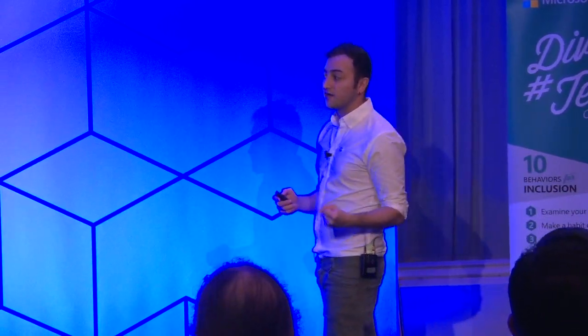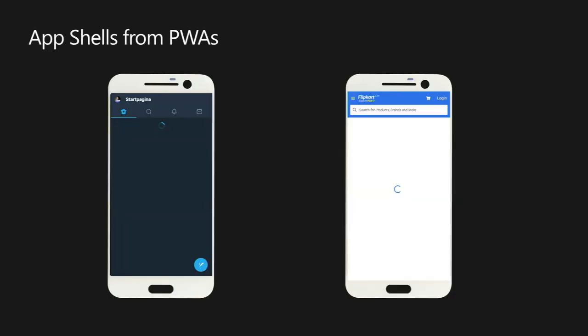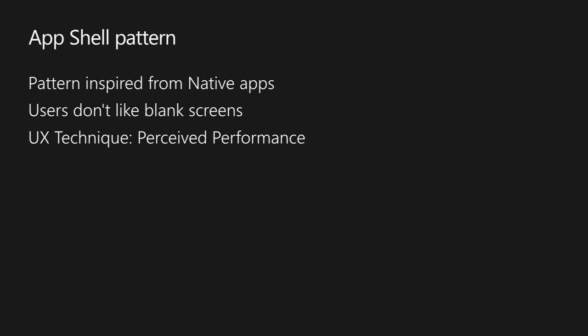So this is a pattern we took from native apps, and a lot of PWAs have implemented. So these two now are PWAs. This is the Twitter PWA on mobile. And this is Flipkart. Does anyone know Flipkart? Yes, what is it? It's a shopping app. It's a leading, I think, e-commerce app in India. Yeah. And they were more or less the first one to publish a PWA and get big recognition for it. So the app shell pattern is an inspiration we got from native apps.